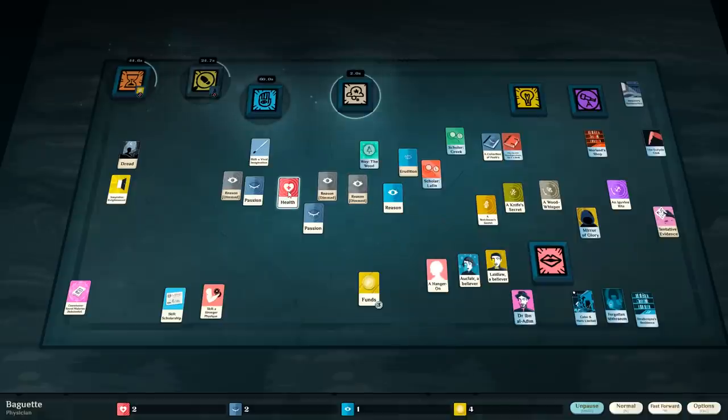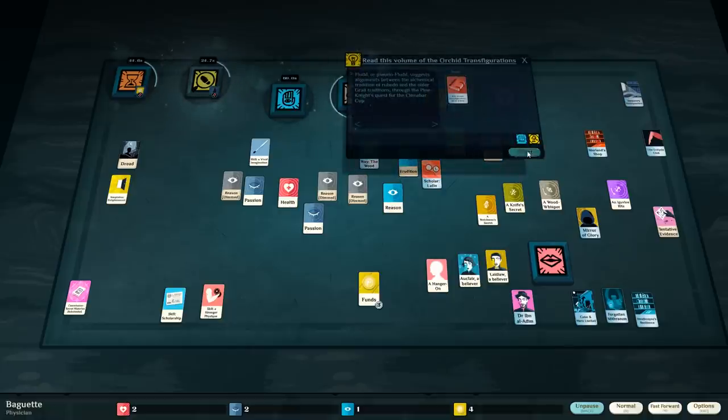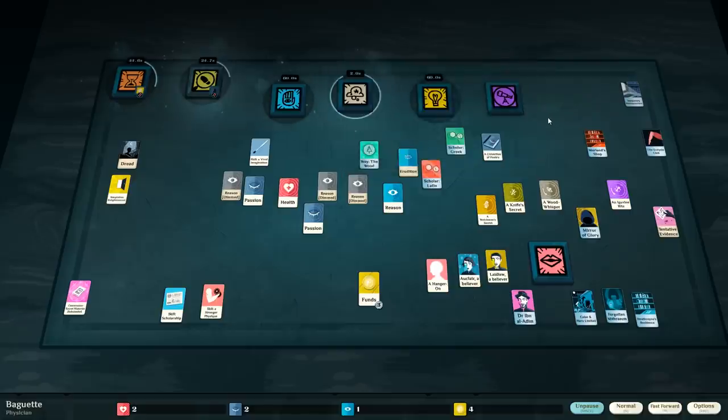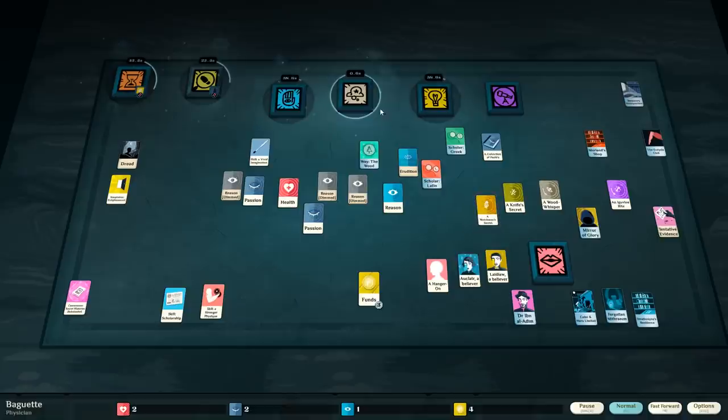You're peeling back all of this stuff that's going on to try and reveal these greater mysteries. And I've still not really revealed what they are yet, but the just one more go factor, for me personally, is very strong. I just want to know what's going on. I just want to find out what the orchid transfigurations actually are. How can I get my way through the Mantis? How can I have a victory in this game?